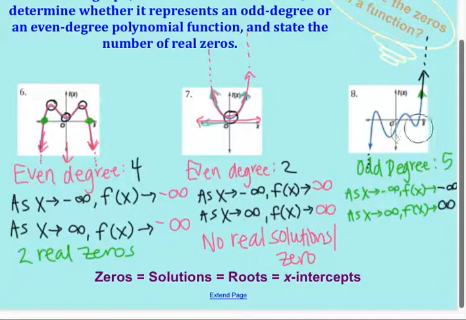And the last thing I need to do is figure out how many zeros there are. Okay, so in this case, I would go ahead and count how many x-intercepts I have. There is 1, 2, 3, 4, and 5. So there are 5 real zeros.